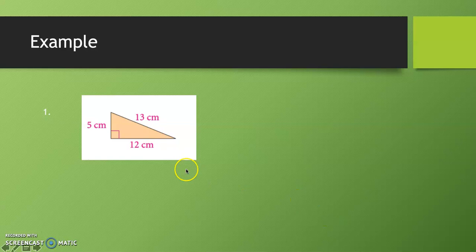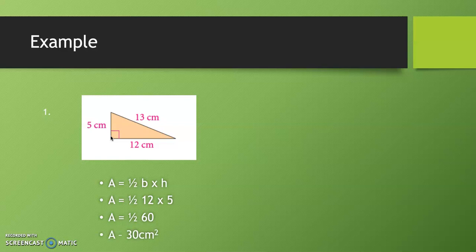Example 1. First, we must identify which is the base, which is the height. The base is going to be this horizontal line, which is 12 centimeters, and the height is 5 centimeters. Substituting into my formula, area equals 1/2 base times height. Area equals 1/2 12 times 5. 12 times 5 is 60, and 1/2 of 60 is 30 centimeters squared. That should be an equal sign, sorry.